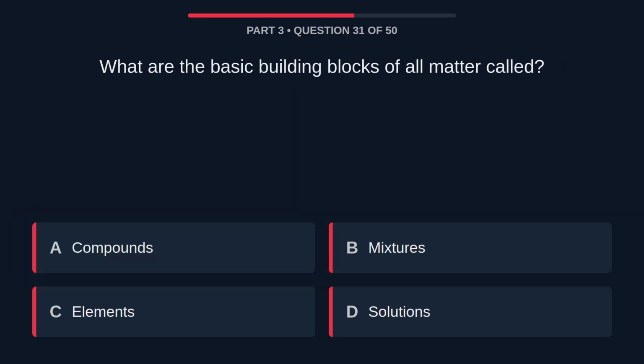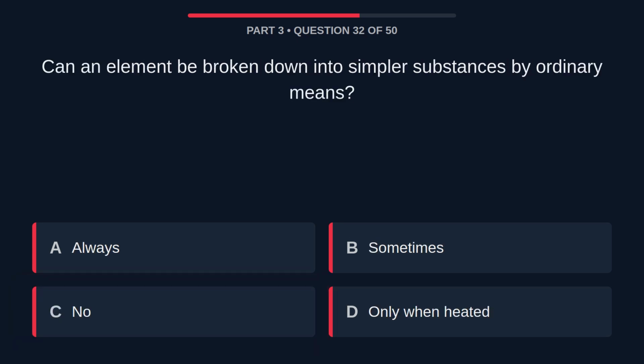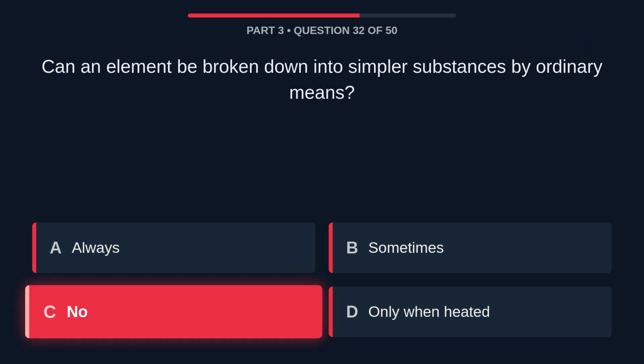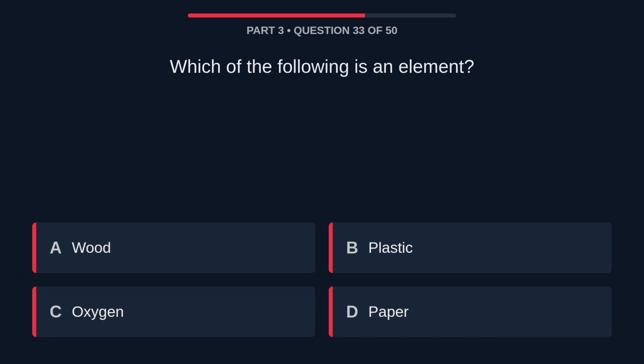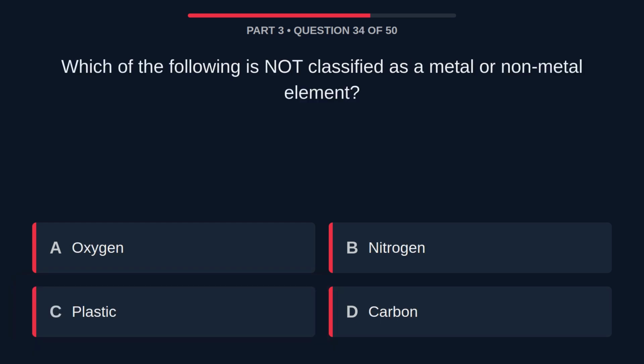What are the basic building blocks of all matter called? Can an element be broken down into simpler substances by ordinary means? Which of the following is an element? Which of the following is not classified as a metal or non-metal element?